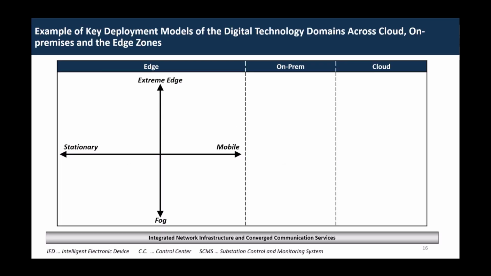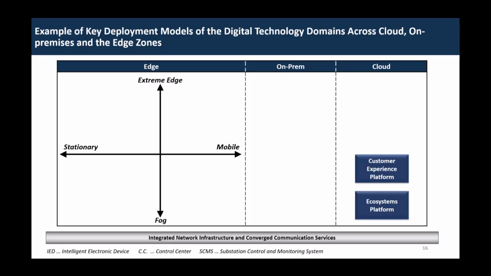What are the key deployment models? This is an example of key deployment models of the digital grid technology domains across cloud, on-premises, and the edge zone. So here we have the edge zone and the on-premises zone, as well as the cloud zone, where a customer experience platform and the ecosystem platform are typically deployed on cloud, while the data and analytics platform is deployed across cloud and on-premises zone.